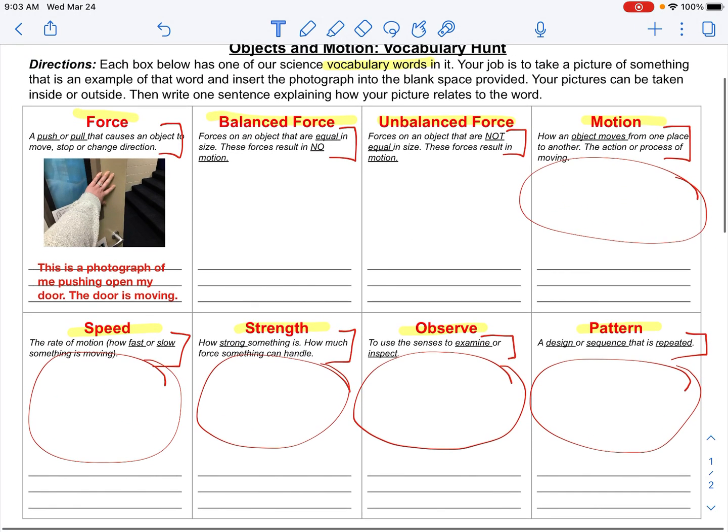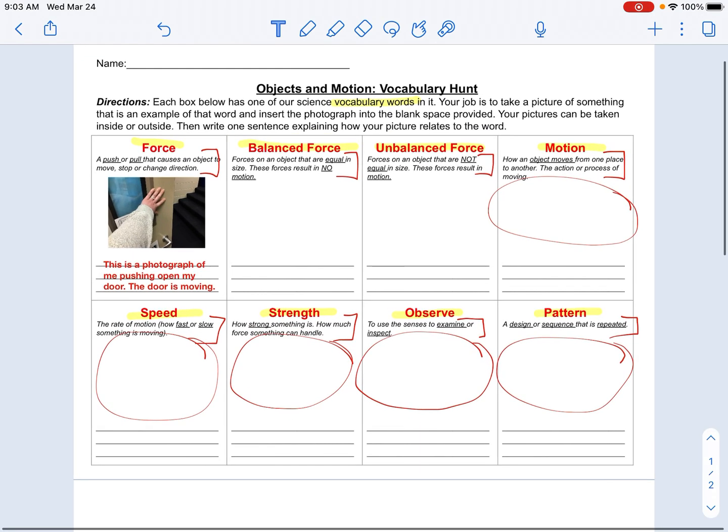So that is your task for today. When you finish inserting all your different photos that show those words, and you wrote at least a sentence underneath each one describing how it relates to that vocabulary word, then you may turn this in. Have fun.